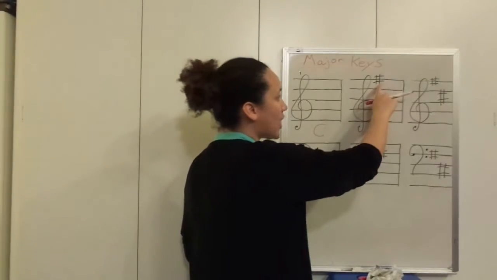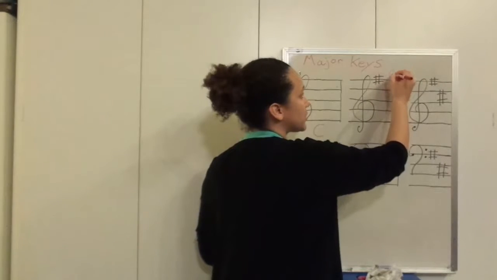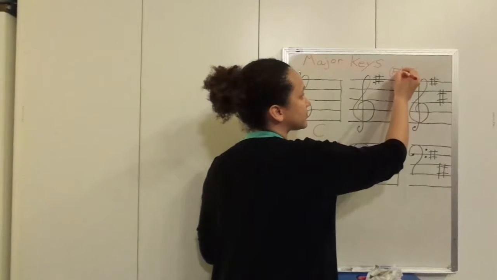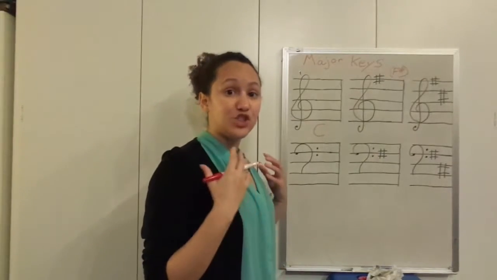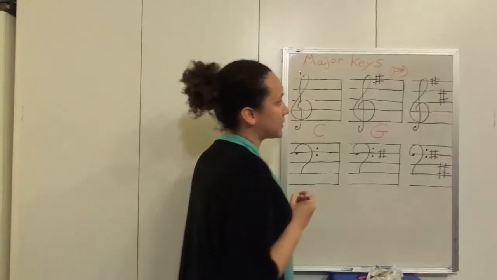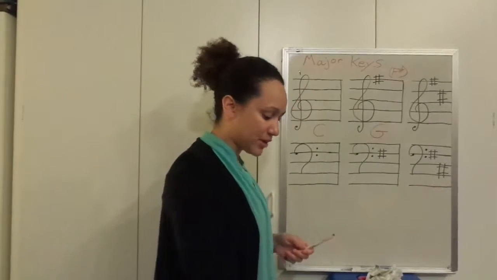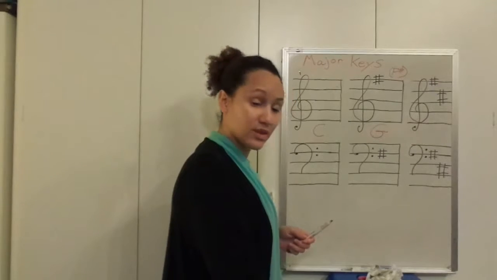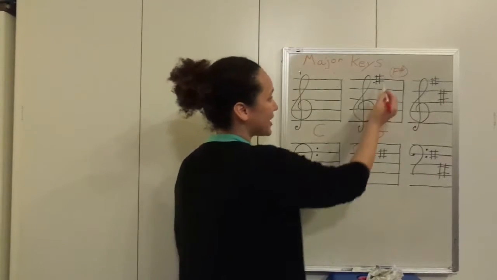Now if we have one sharp, that's our F sharp, I'll put that up here, parentheses, F sharp. We know that that's the key of G major, so I'll put a big G over here. Because the key of G major, or the scale of G major, has one sharp, the F sharp, right up here.